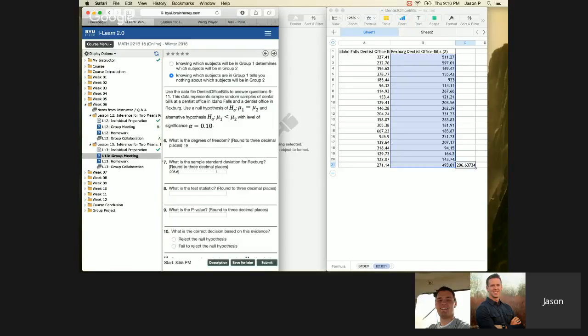And then number 8 is, what is the test statistic? Oh shoot, how do you find the test statistic then? I remember how to find p-value.